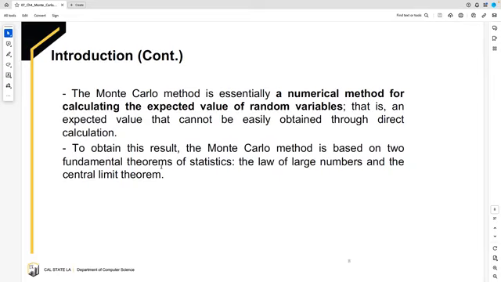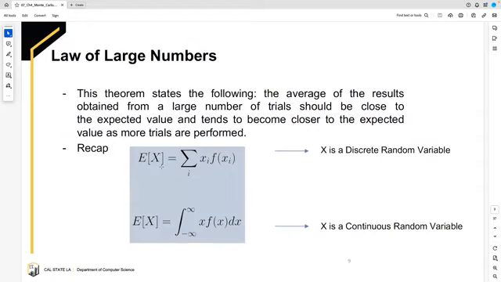Okay, so to obtain the result, the Monte Carlo method is based on two fundamental theorems, the law of large numbers and the central limit theorem. So let's look at these two definitions together. The law of large numbers is pretty trivial. It says that the average of the results obtained from a large number of trials should be close to the expected value and tends to become closer to the expected value as more trials are performed.